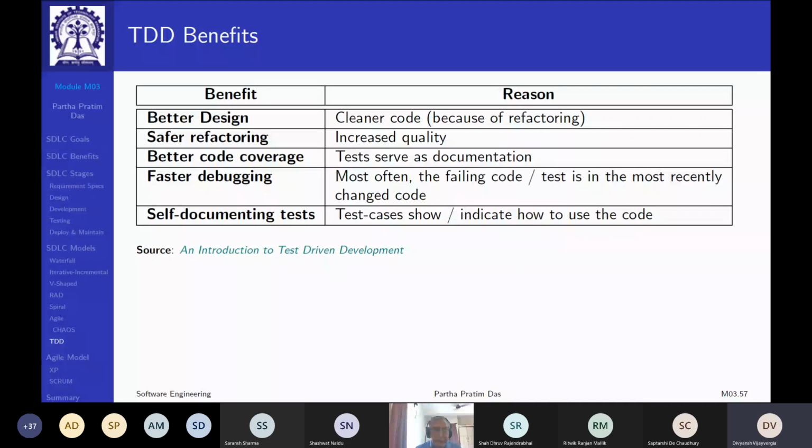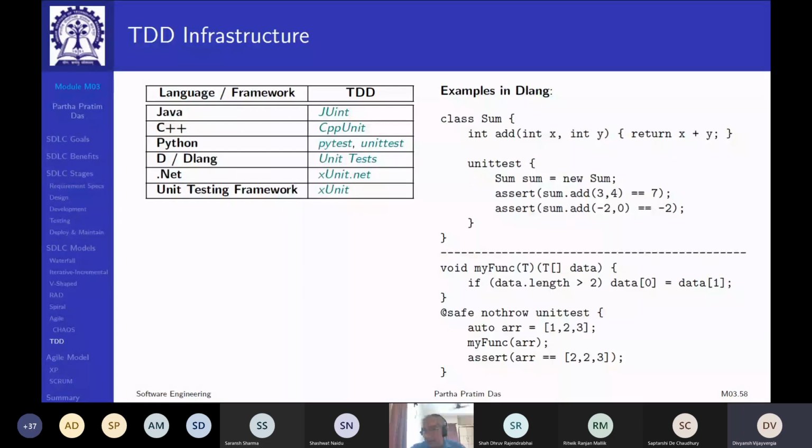TDD is good for fast debugging. It is a self-documenting test because you are always doing this. Now, naturally, the flip side is that it is good to say I will write the test first, but how? If you write the test in plain natural language, as is done in test plans, then it will be very difficult to make sure that your unit test is actually executed and satisfied, and so on.